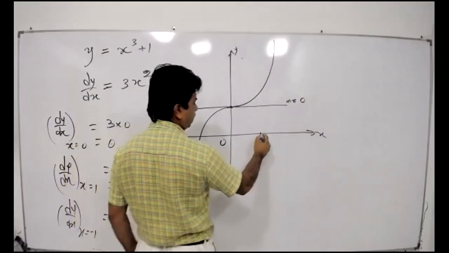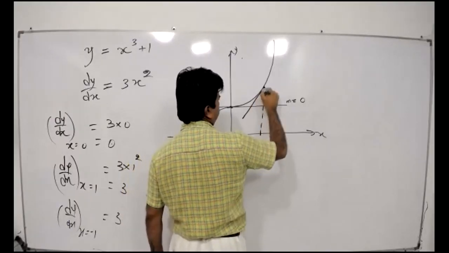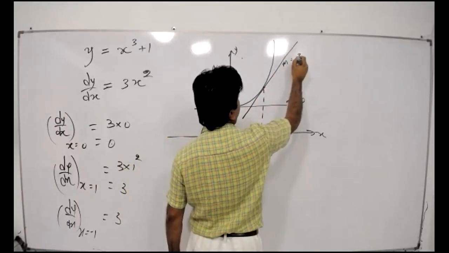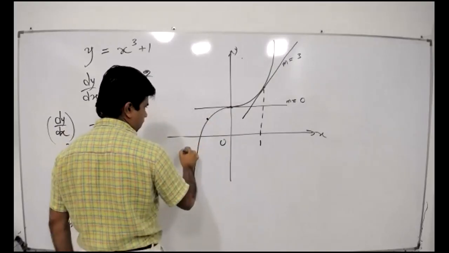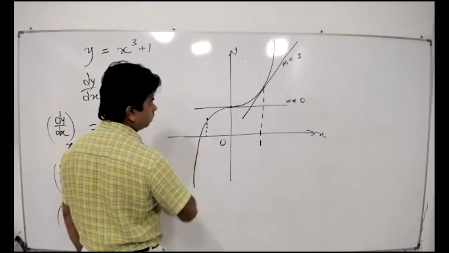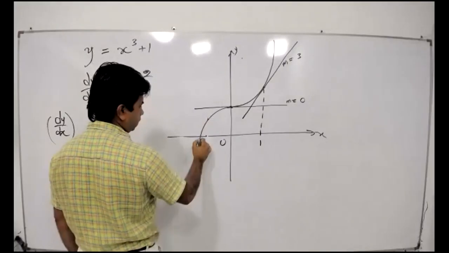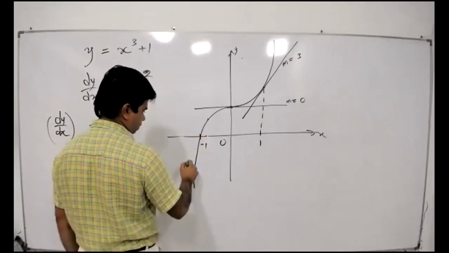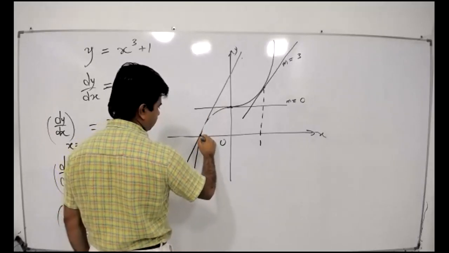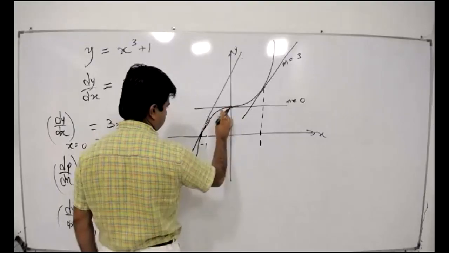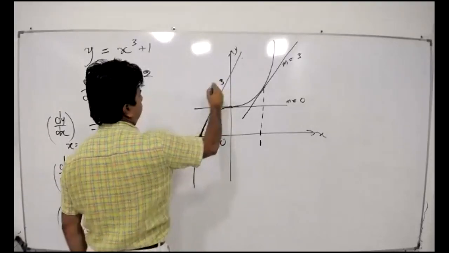Then, when you go for the gradient at x equals 1, it will be a line like this. Now, this line has the gradient 3. And if you draw a line at x equals minus 1, suppose that the tangent is here, like this, then the gradient equals this.